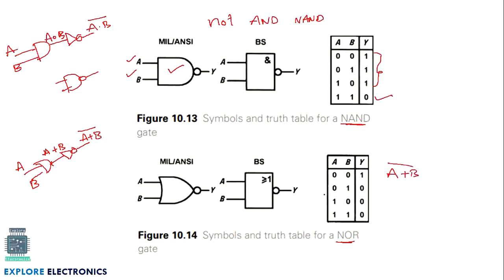How actually will the truth table be? If you observe the truth table of the OR gate, we are going to get 1 in these cases. NOR gate is exactly the reverse of that, so we are going to get 0 there. And in this case only, we are going to get 1.